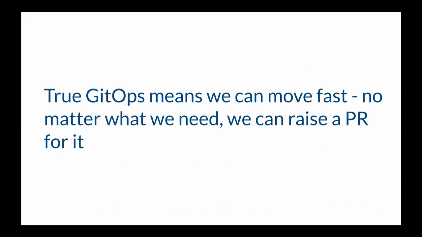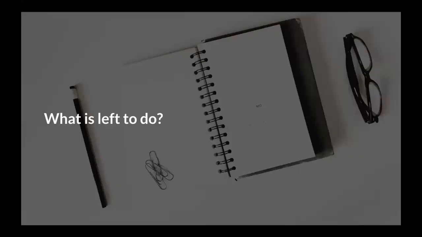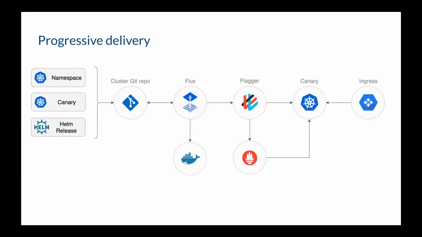True GitOps means that the developers can move fast, and no matter what they need, they can always create a PR for it. It may not be the perfect PR, but we'll catch it as part of the release review cycle. What's left to do?